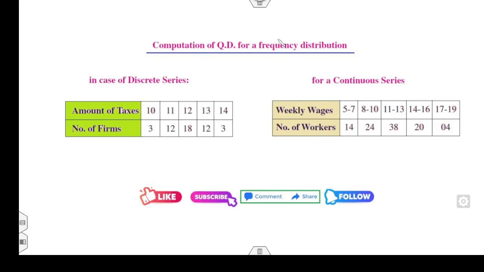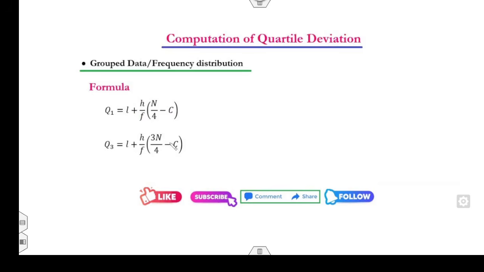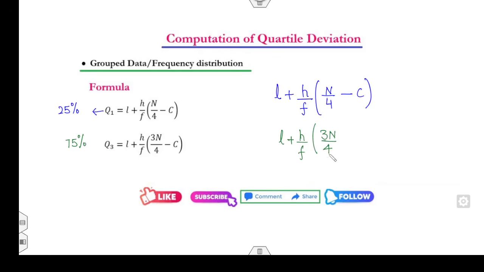Whenever you have a frequency distribution, either the discrete case or the continuous case, we can always use the formula of the Q1 and the Q3. How can you remember it? It's very simple. You can remember L plus H over F. Q1 is my 25%. So 25% is 1 over 4, so I can write N over 4. Q3 is my 75%. 75% I can write as 3 over 4, so I can write 3N over 4.